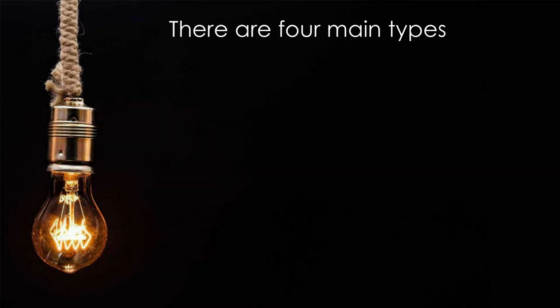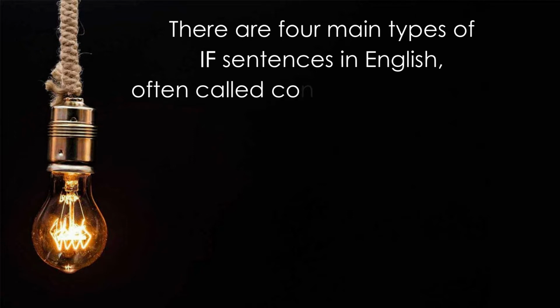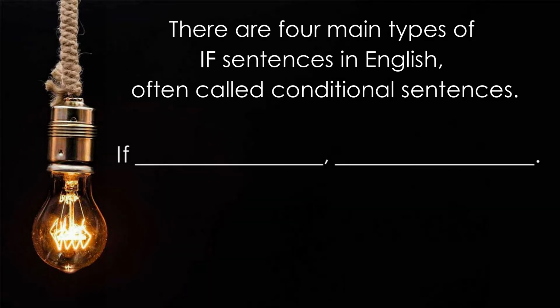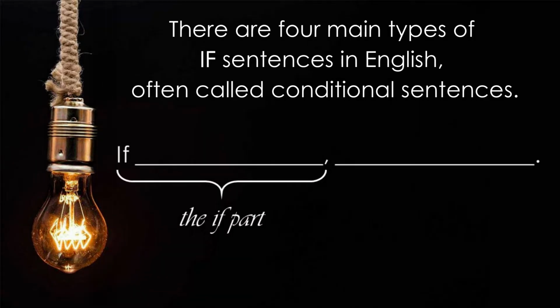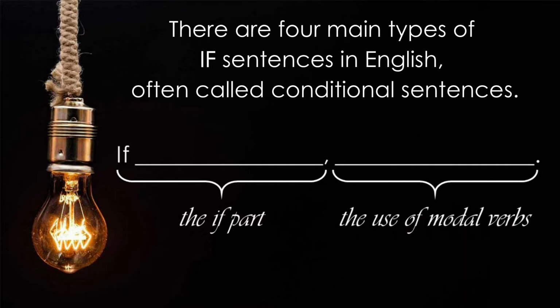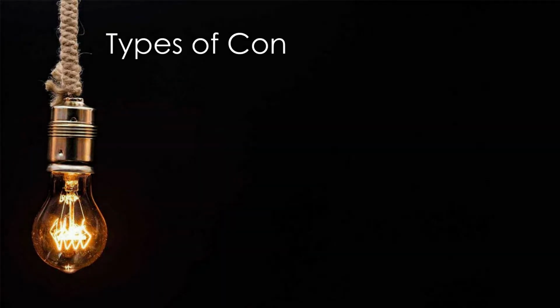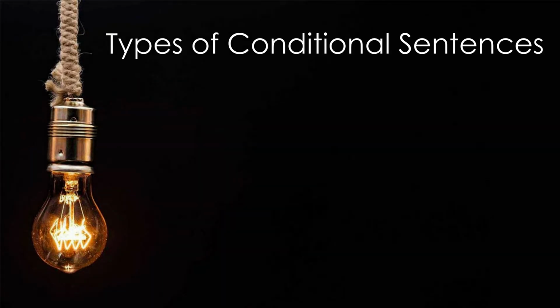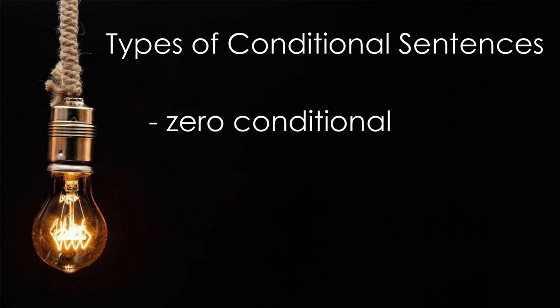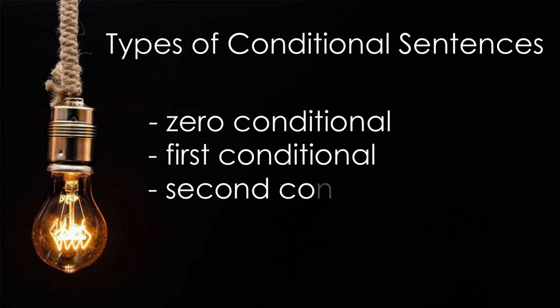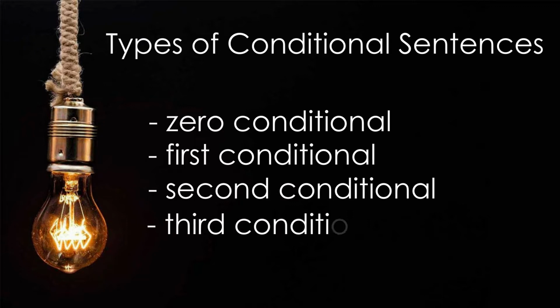There are four main types of if sentences in English, often called conditional sentences. These sentences are in two halves, with the if part in one half and the other part where you can use modal verbs such as can, will, may, might, could, and would. Here are the types of conditional sentences: the zero conditional, the first conditional, the second conditional, and the third conditional sentence.